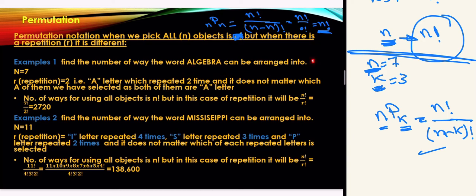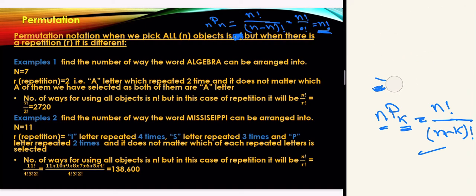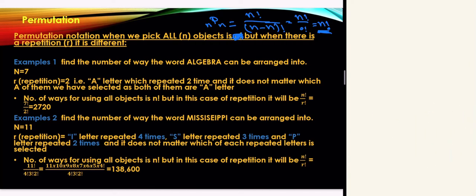That remains in n factorial because we are using all the letters. Here we have n equals 7. So we have to count how many numbers are repeated. In this case, I will write n equals 7. I will not use k because I'm not picking from algebra. I'm not picking 3 or 4 digits. I'm using all of them. But I have a new thing called repetition.